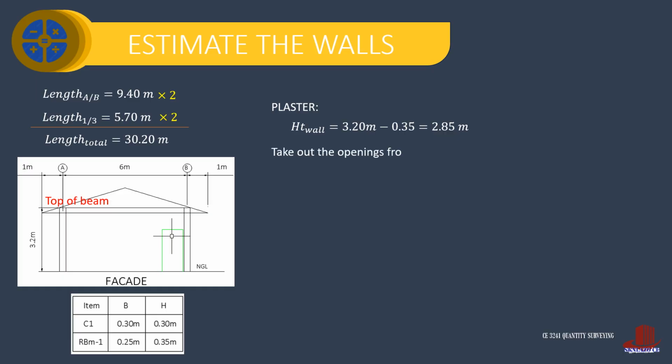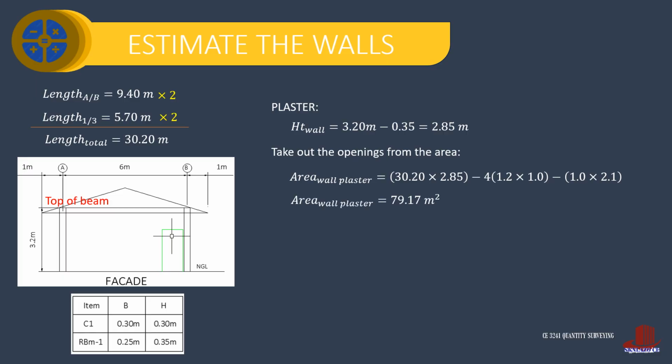We can then compute for the gross area, where we again need to deduct the openings. Those are the 4 windows and 1 entrance door. So the area for wall plaster is 79.17 square meters. By using 16 millimeter thickness for 2 faces of the wall, we can compute for the cement by multiplying the area with 0.192, and that gives 30.40128 bags, rounded to 31.